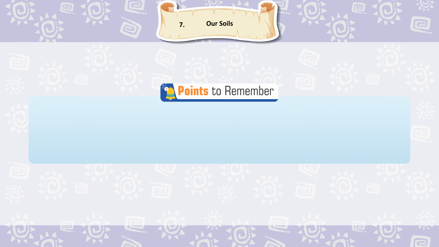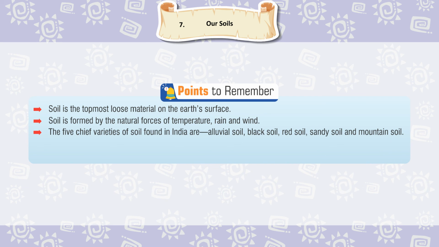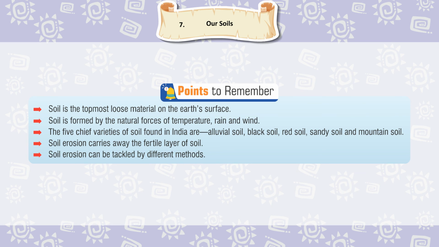Points to remember. Soil is the topmost loose material on the earth's surface. Soil is formed by the natural forces of temperature, rain, and wind. The 5 chief varieties of soil found in India are alluvial soil, black soil, red soil, sandy soil, and mountain soil. Soil erosion carries away the fertile layer of soil. Soil erosion can be tackled by different methods.